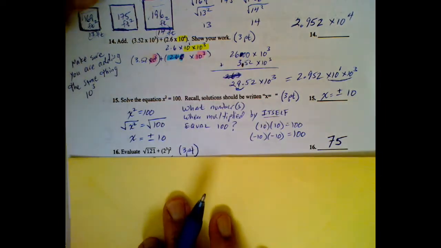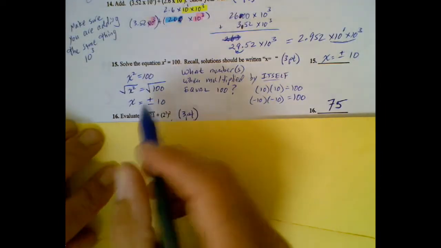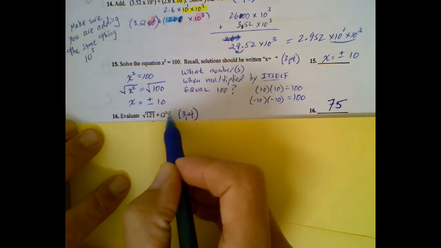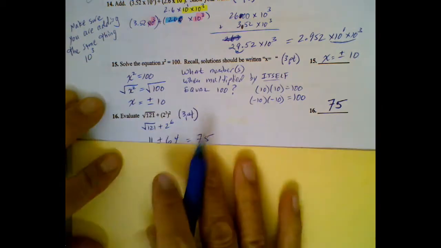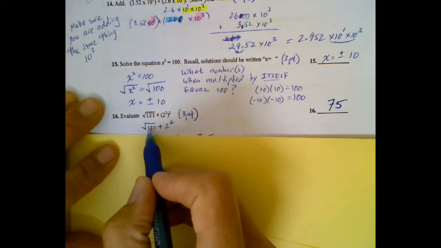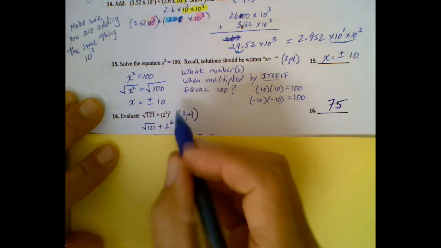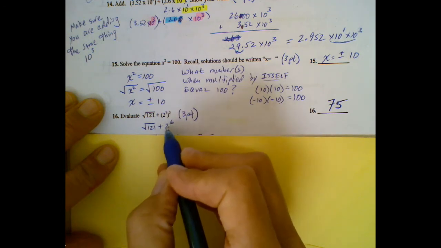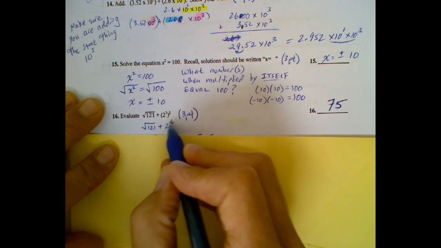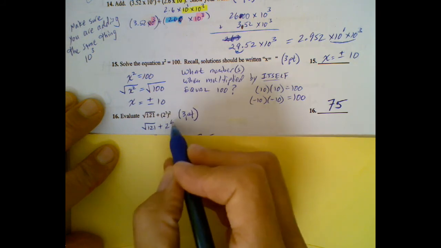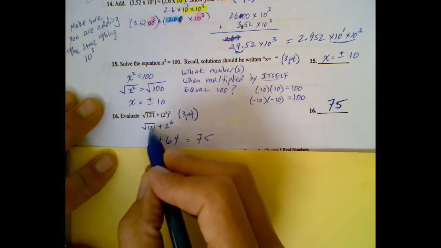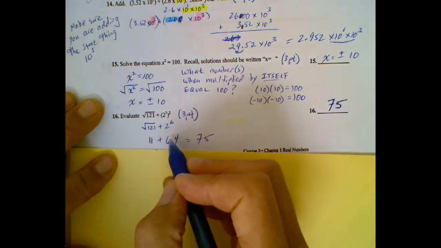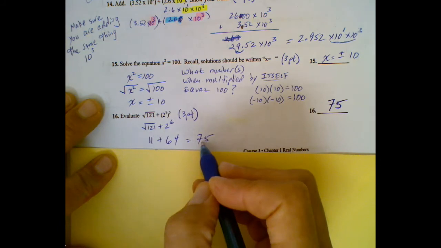One more question. Evaluate the square root of 121 plus 2 to the 3rd power, all raised to the 2nd power. Well, square root of 121, that comes down, plus, here I have a power raised to a power, so 3 times 2 is 2 to the 6th, right? The base comes down. Keep the base, multiply the exponents. The square root of 121 is 11. 2 to the 6th is 64. 11 plus 64 is 75.